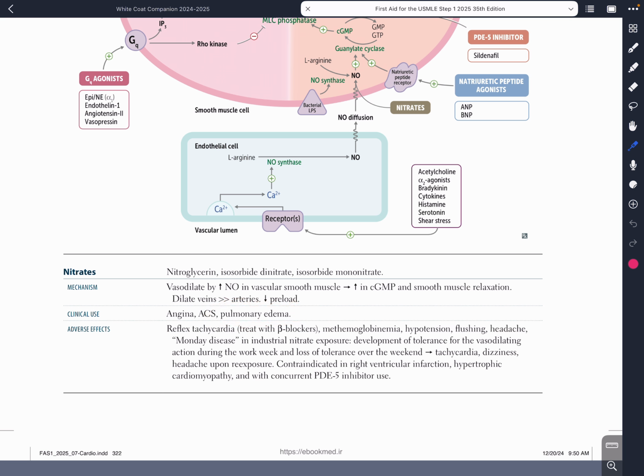What are the side effects of nitrates? Reflex tachycardia can be seen. Because the preload goes down, the heart senses a low hypovolemic condition, and this leads to an increase in heart rate. So this is a reflex, which means it is the secondary response. If you see reflex tachycardia with nitrates, you give them beta blockers.